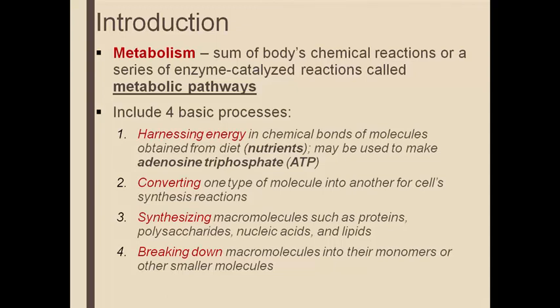So there are 4 basic processes that are involved with metabolism. We have to harness the energy. We know the energy is stored as ATP, so the chemical bonds from our diet, which would actually be the nutrients, have this storage or potential energy within them that we have to harness and let go. The second basic process is converting one type of molecule into another. We know that large macromolecules are ingested, these polymers, but we have to break them down into monomers so that we can absorb them in the wall of the small intestine.